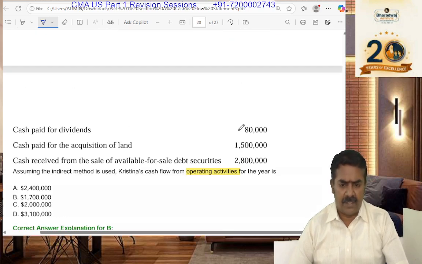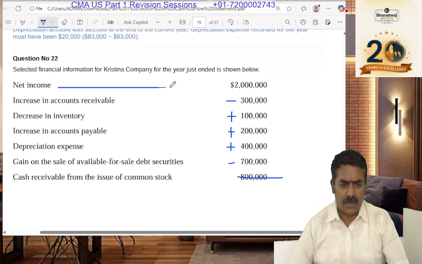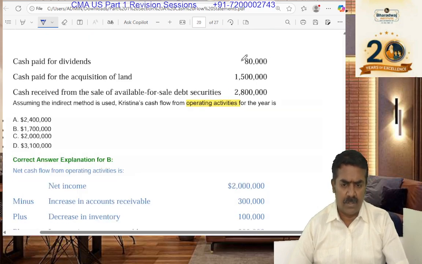Cash paid for dividend. Please remember, we start with which one? Net income, so ignore this. For land we purchased, ignore this. Available for sale security, ignore this. So what is the answer?